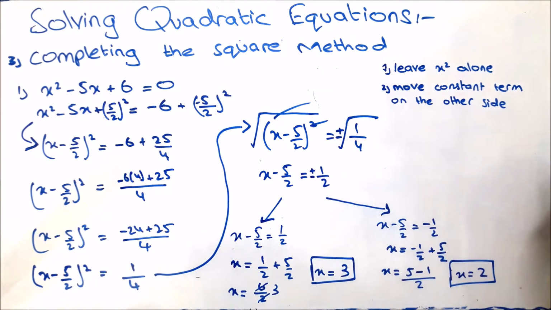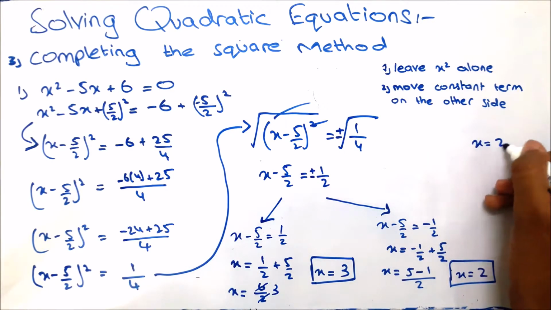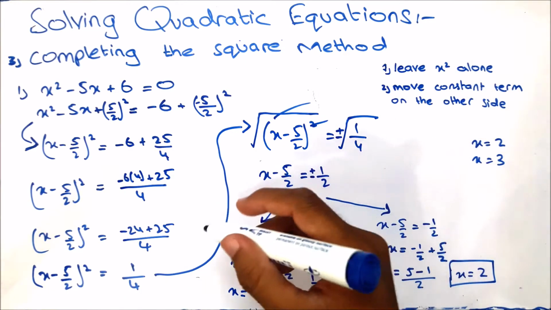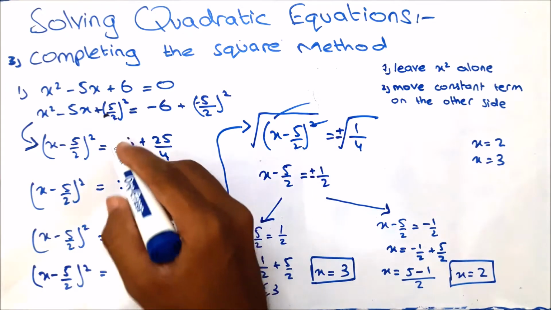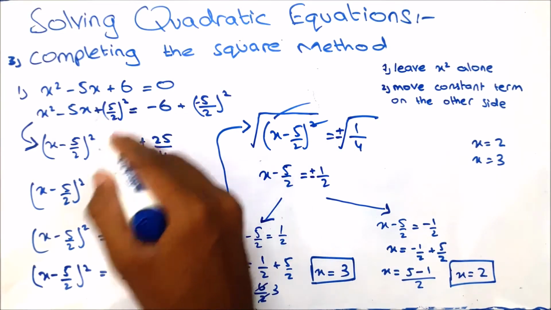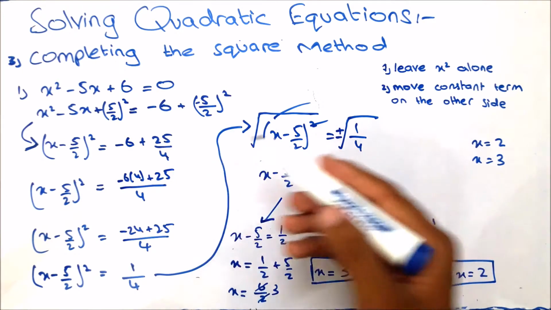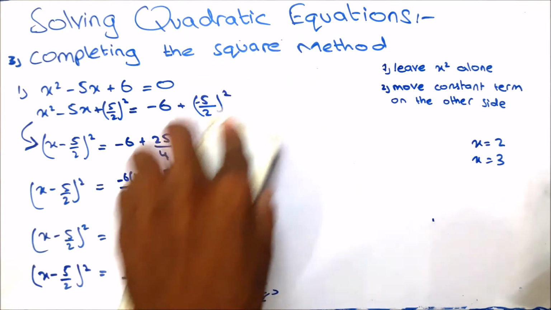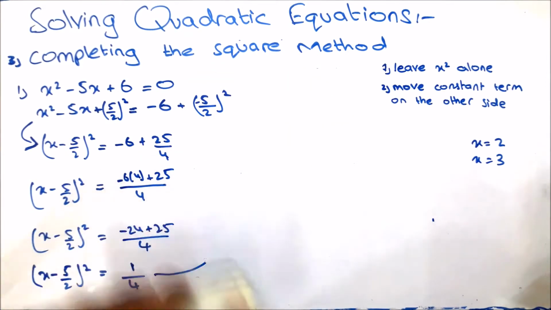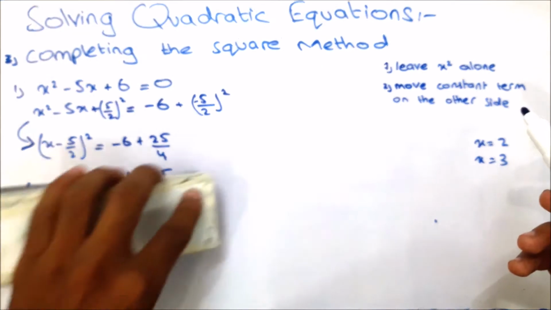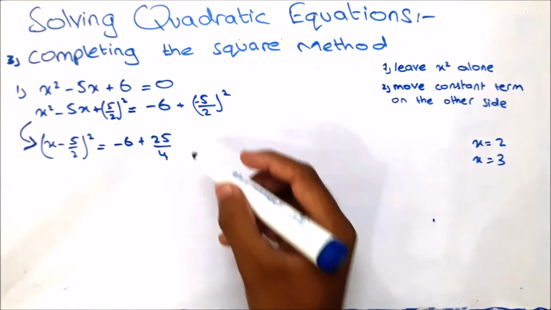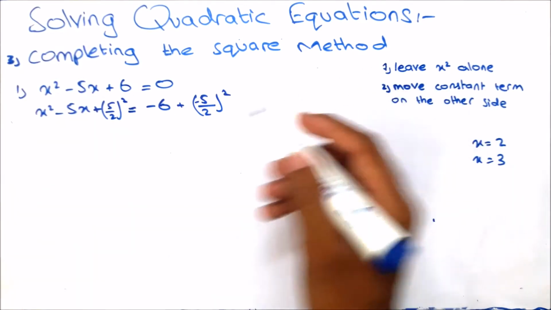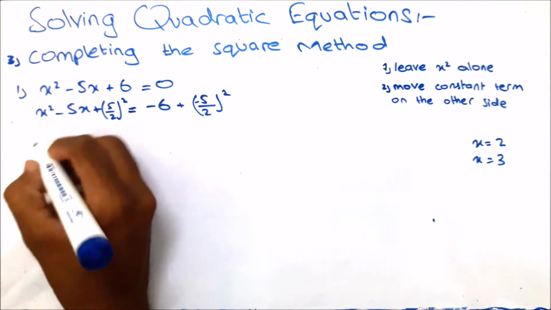Okay, now I'll just write the answers over here, x equal to 2 and x equal to 3, and I'll just erase this off and tell you why I did this step. Why did I divide by 2 and then square it? That's an important thing you need to know. Okay, I'll just erase it all. Let's clean it up. Okay, here we are over this step.